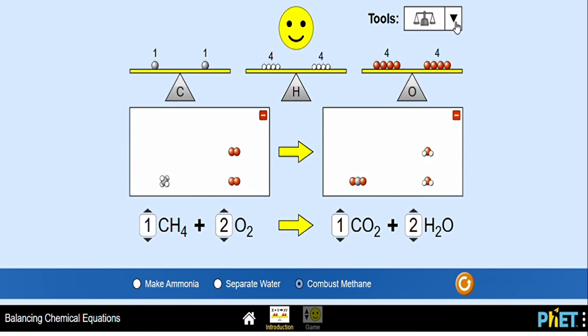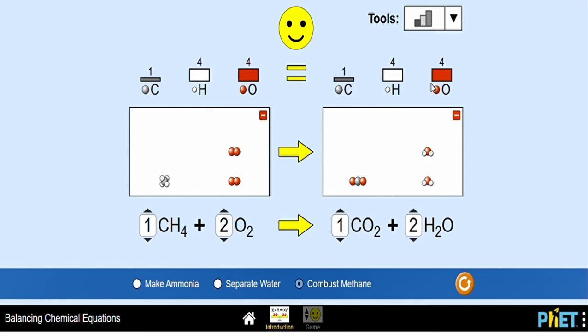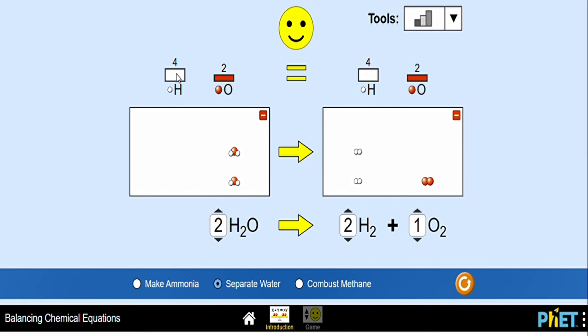So students, you can change the tools here. See, after changing the tools also you can see the balanced one. For carbon we again have 1 and 1 on both sides. For hydrogen again you can see here we have 4, and for oxygen again we have 4. If I change to separate water, you can see here right hand side and left hand side are equal. Hydrogen is 4 for both sides and oxygen is also balanced for both sides.